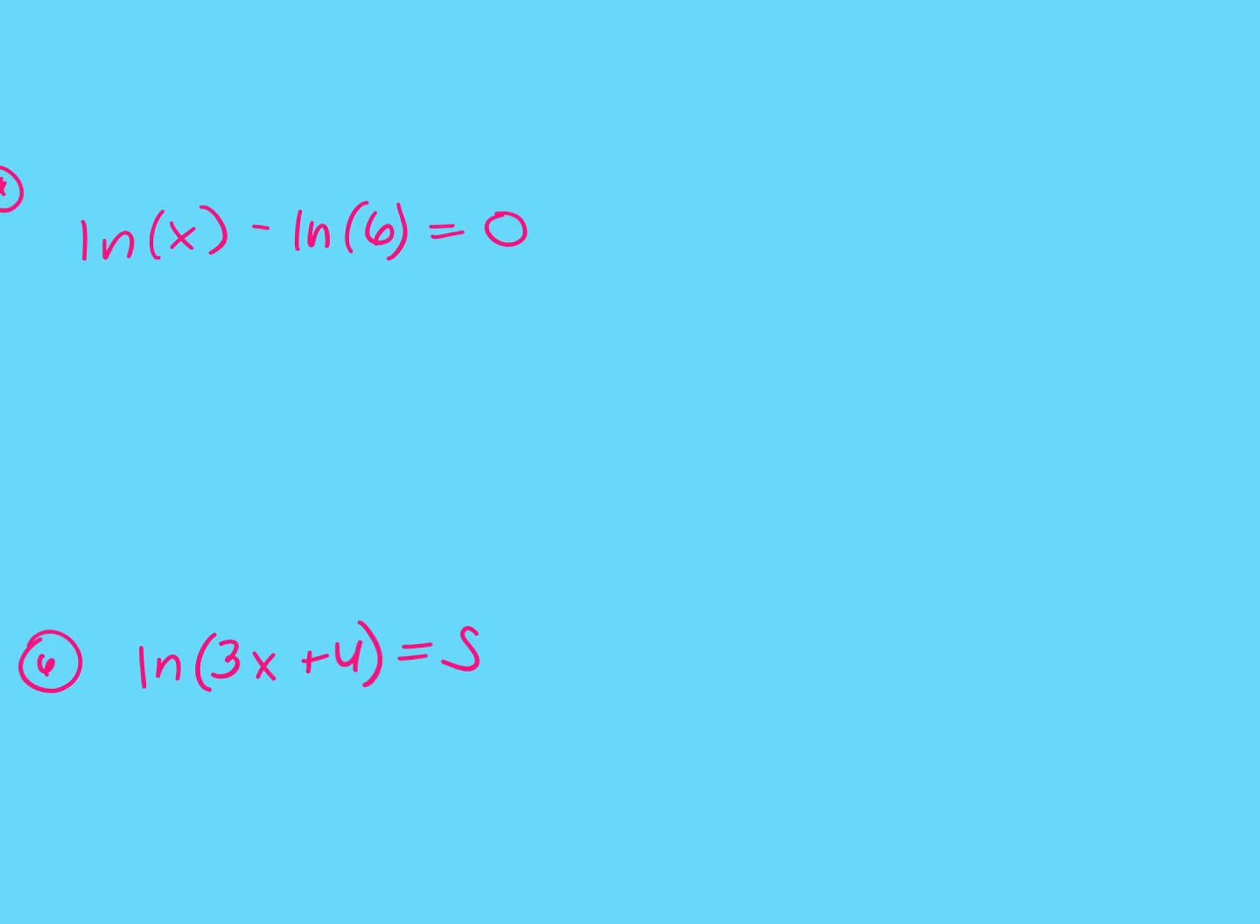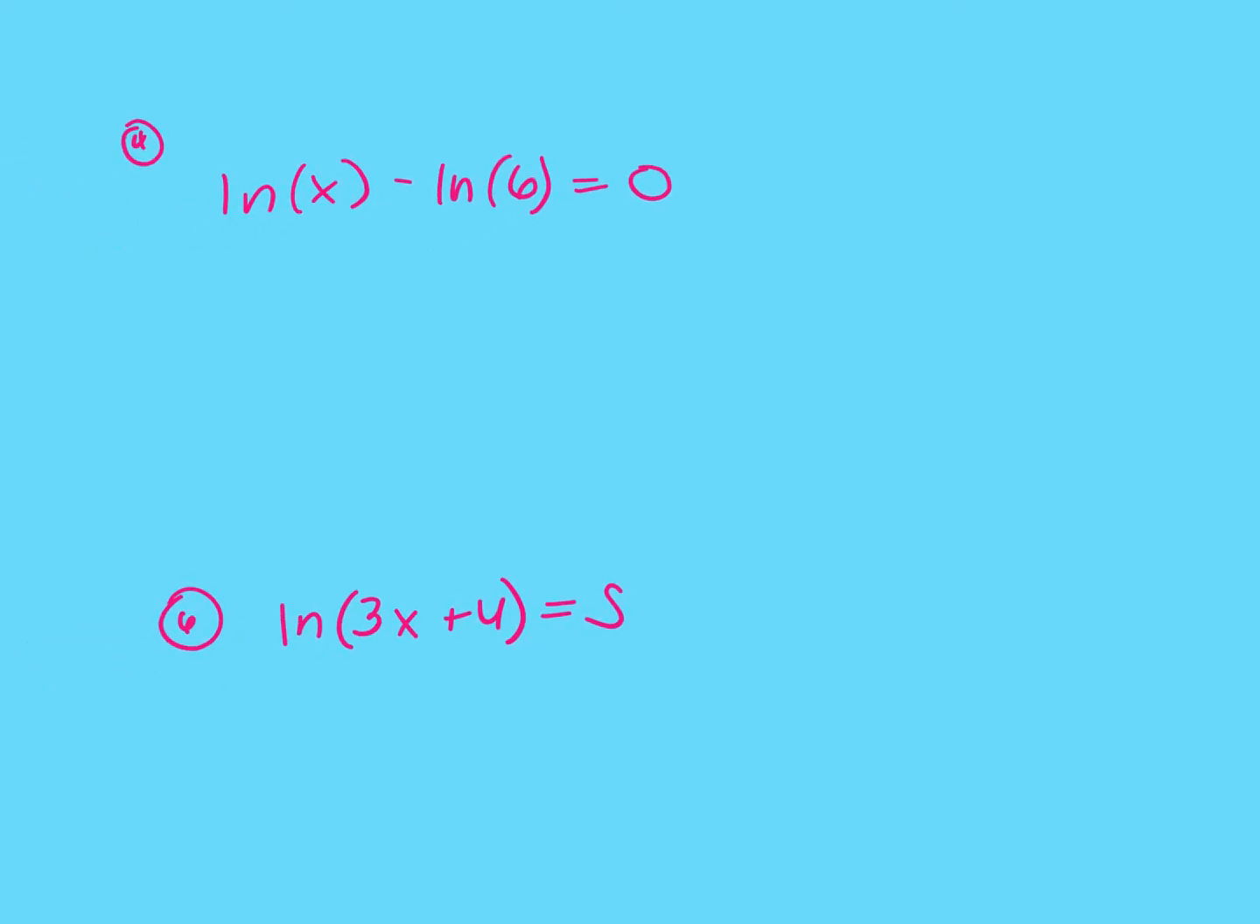All right, so there are 2 logs on one side of the equal sign, so you can actually do this 2 ways. I can move the ln to the other side and use one-to-one, or I can condense, but I'd get ln of x over 6 equals 0. Ln is log base e.